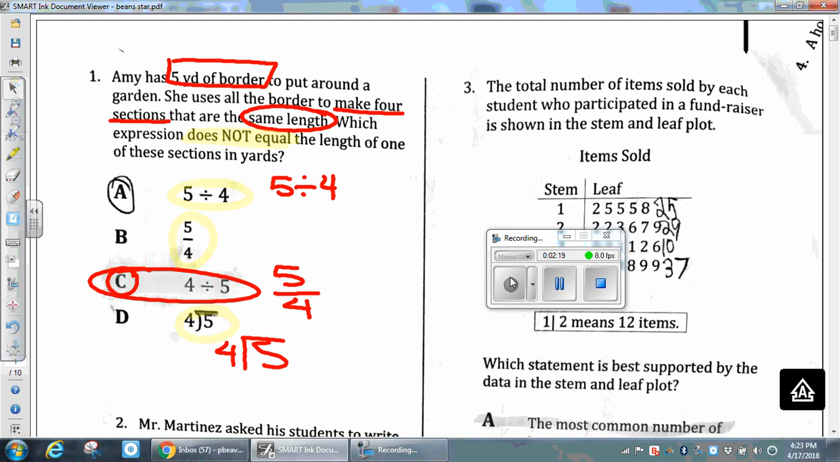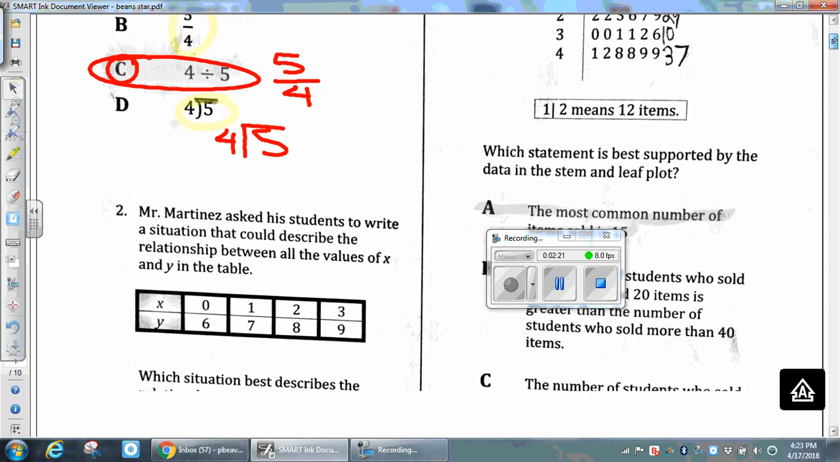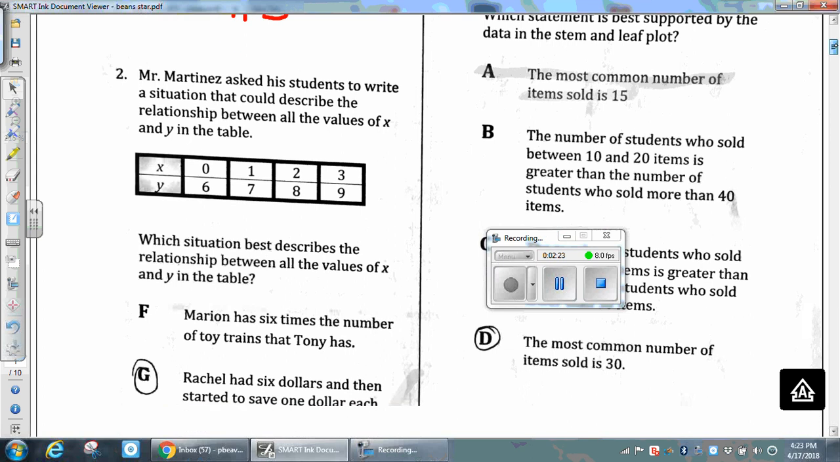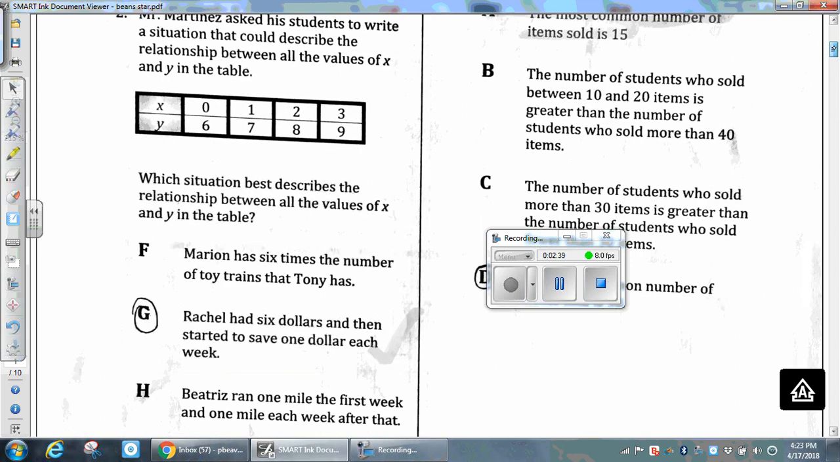Okay, so let's move on to question 2. Mr. Martinez asked his students to write a situation that could describe the relationship between all the values of x and y in the table. Which situation best describes the relationship between all the values of x and y in the table? So let's see.